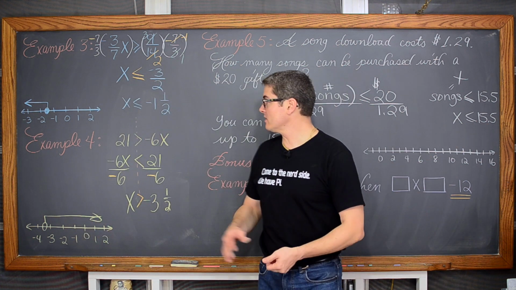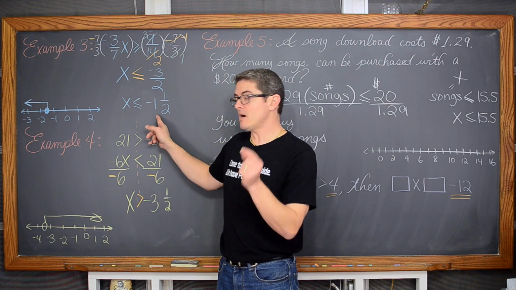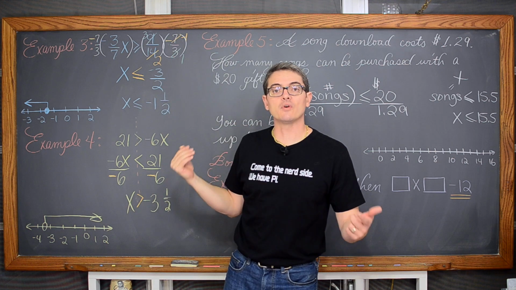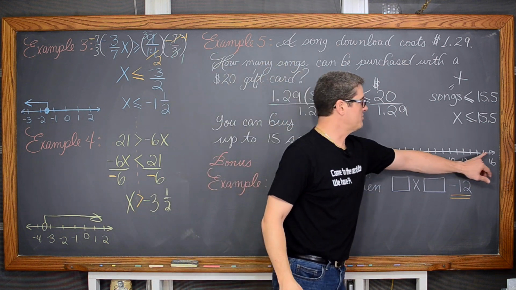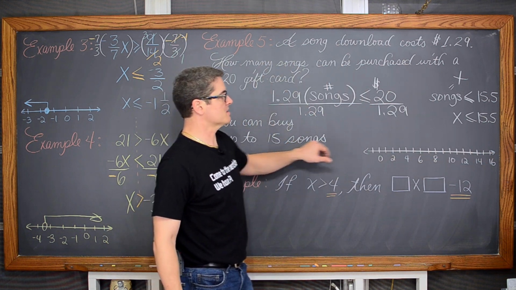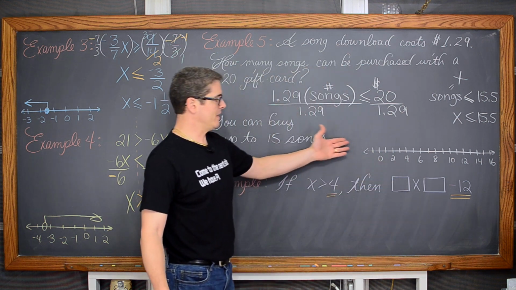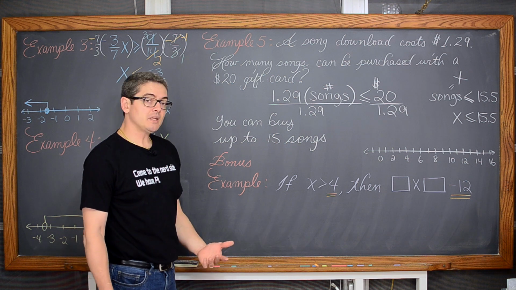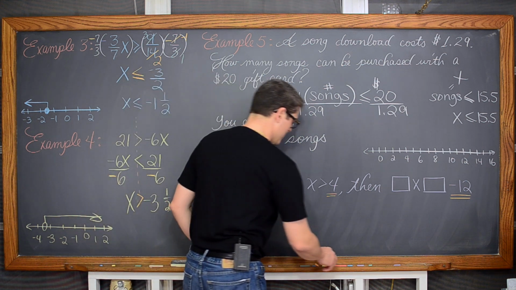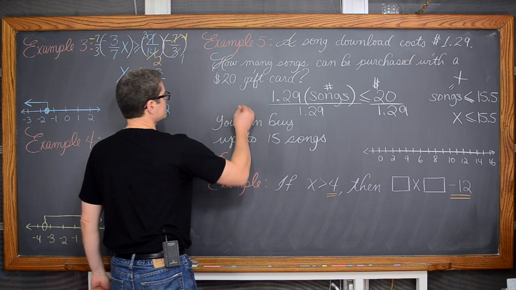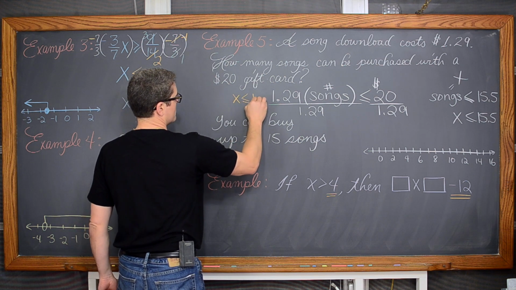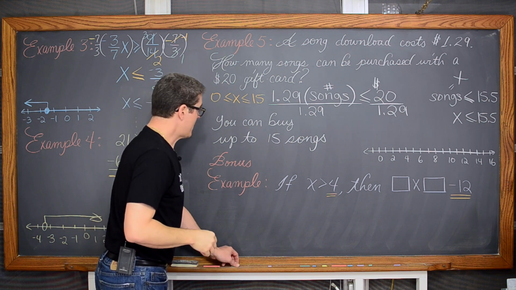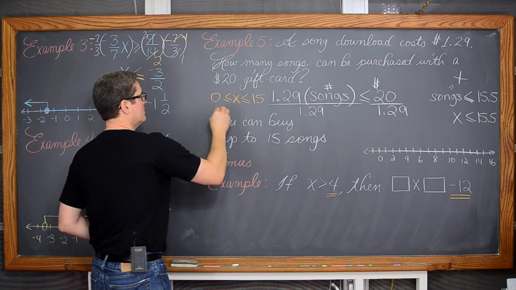You've been seeing me with all of these problems putting a dot, whether it's closed or open, on my critical value and just running an arrow forever. Well, if I start at 15.5 and I run to the left because x is less than, that would start to indicate that I could buy a negative number of songs. So really, my inequality here is going to be x is less than or equal to 15 and greater than or equal to 0, and x can only be a whole number.